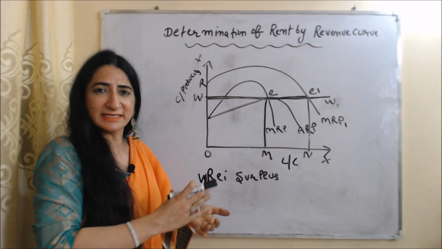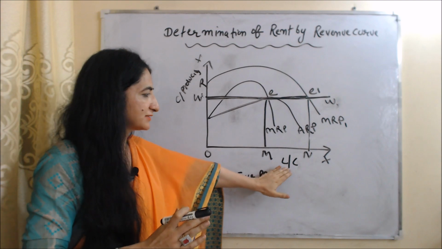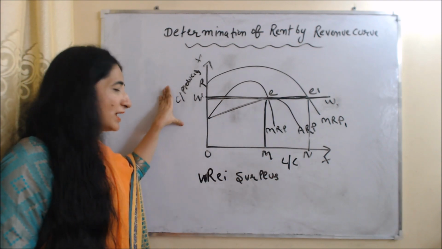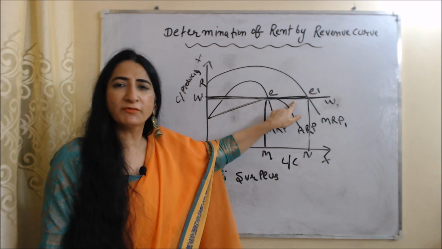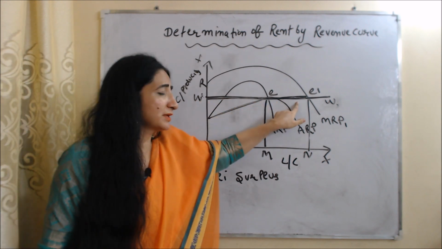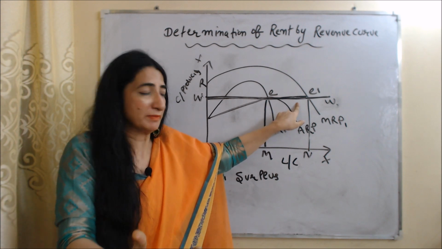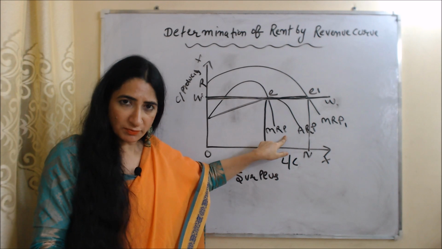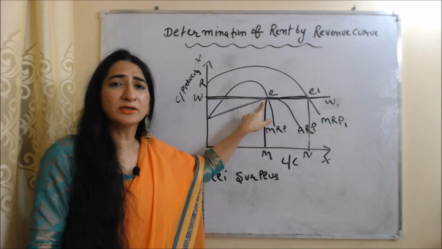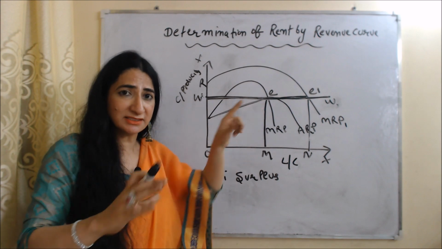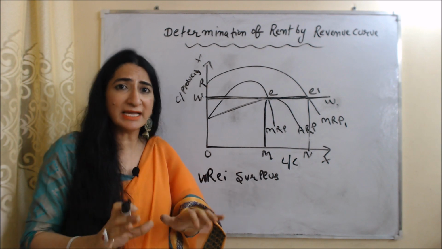Now we will understand intensive cultivation with the help of these revenue curves. In this diagram on the x-axis we have labor and capital, and on the y-axis we have cost and productivity. This W curve represents wages of labor, or we can say the cost of labor. Obviously, wages which we are paying to labor are the cost of labor. MRP is the marginal revenue productivity curve, ARP is the average revenue productivity curve. At this point E, cost is equal to productivity. That's why at point E we are not getting any kind of surplus or rent.